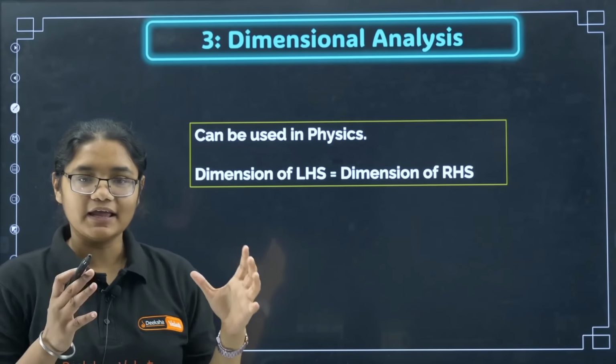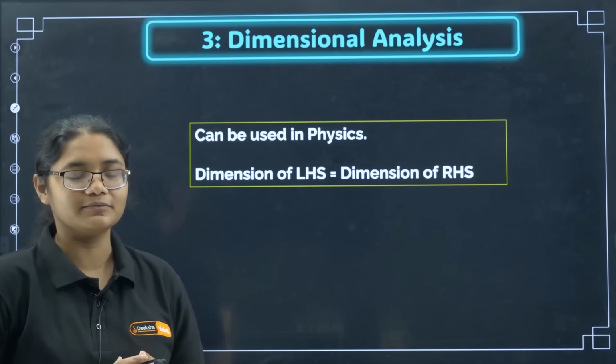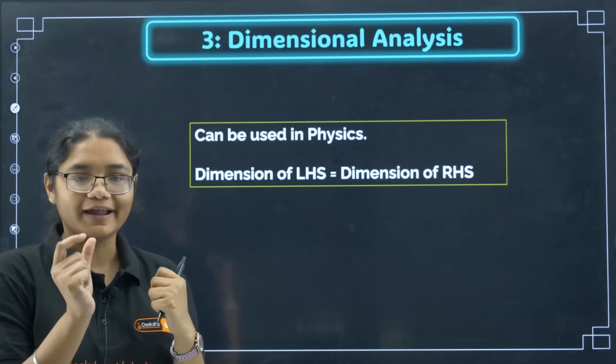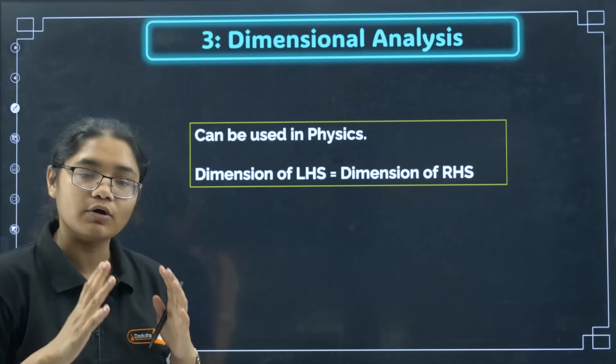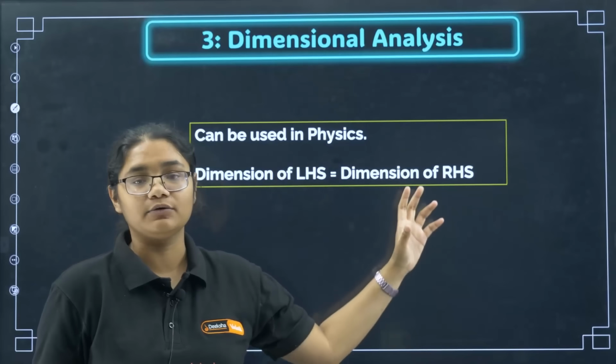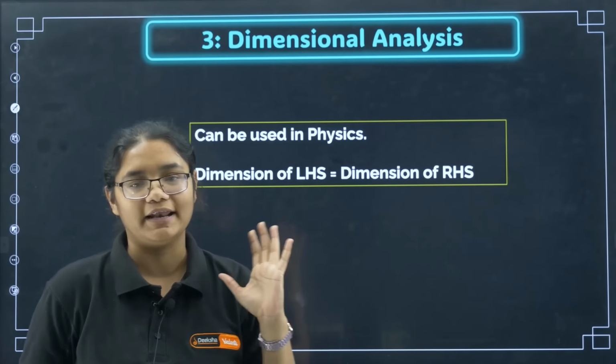Next, dimensional analysis. Here you have to use physics. This will be mostly used in physics problems. If you are stuck in a question where you want to find a particular value, always remember, if there is a formula, the dimensions of the left hand side will be equal to the dimensions of the right hand side. Based on that, you can choose the correct answer.